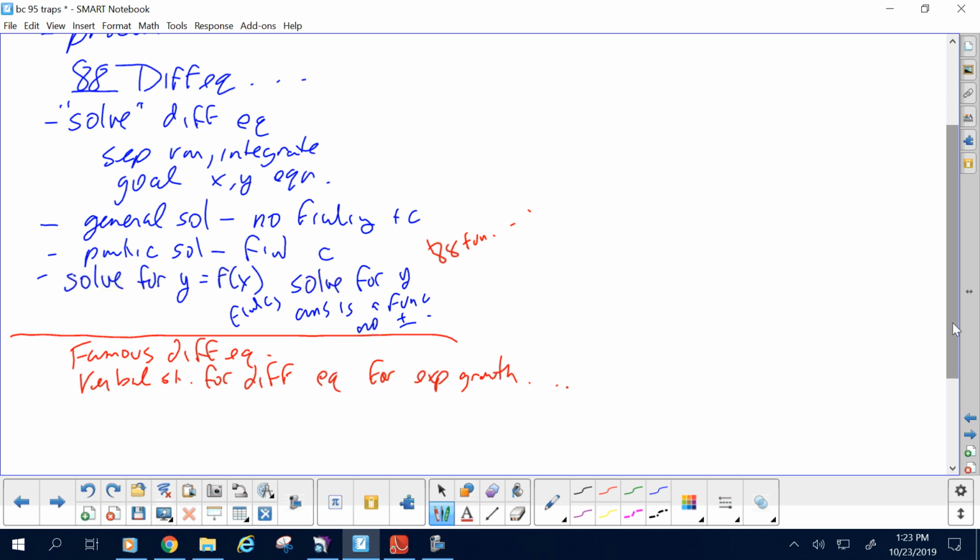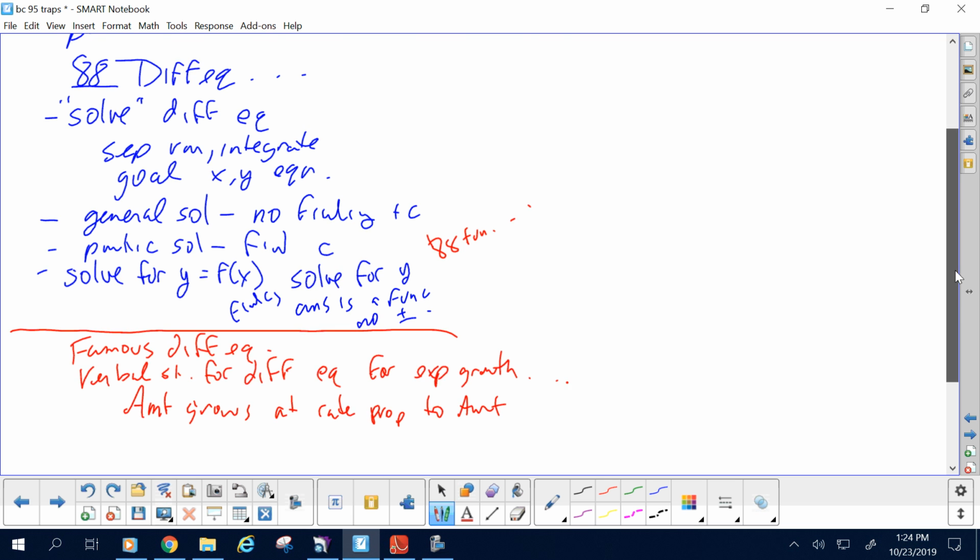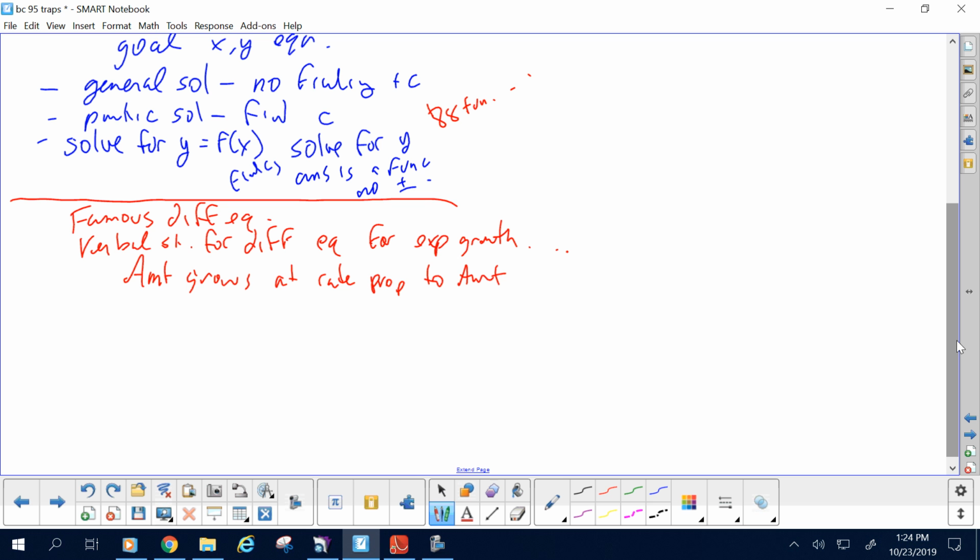What is the verbal statement of the differential equation for exponential growth? The amount grows at a rate proportional to the amount. Okay, if I were to write that in calculus: dA/dt, the amount grows at a rate of k, a proportionality constant, times the amount itself. This, when solved, yields the exponential growth equation.